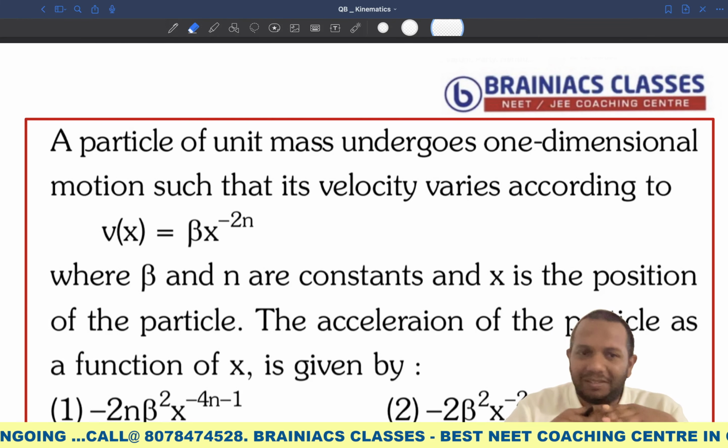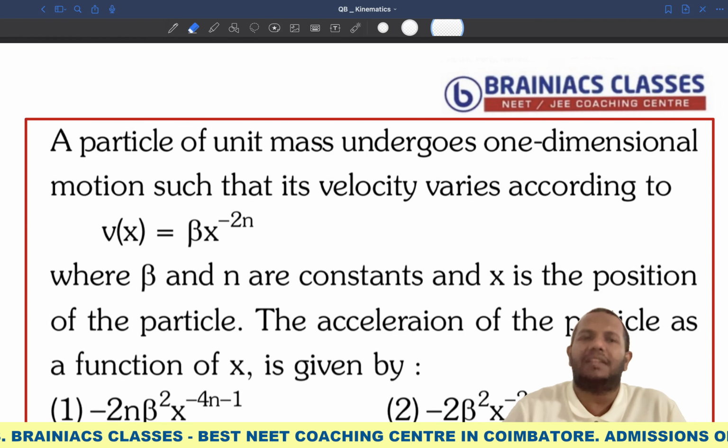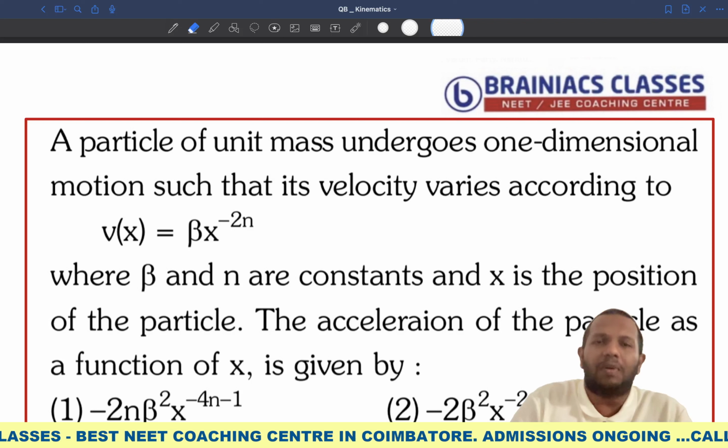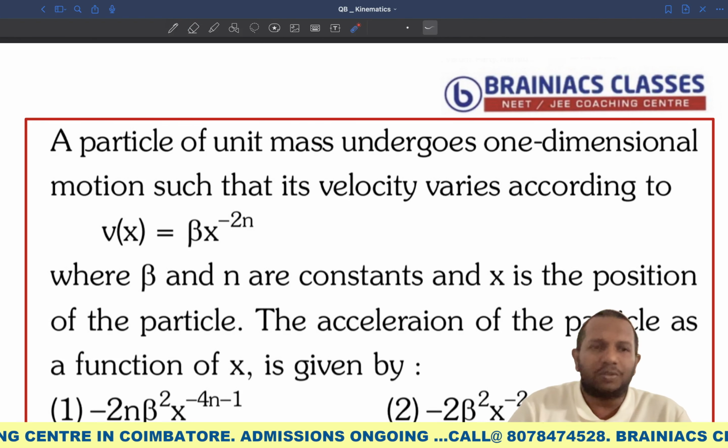I hope you might have seen this question. It's a very good question. So I will read the question and then we will try to solve this. We will try to discuss all the approaches and how we are going to solve this. All those things we will discuss.